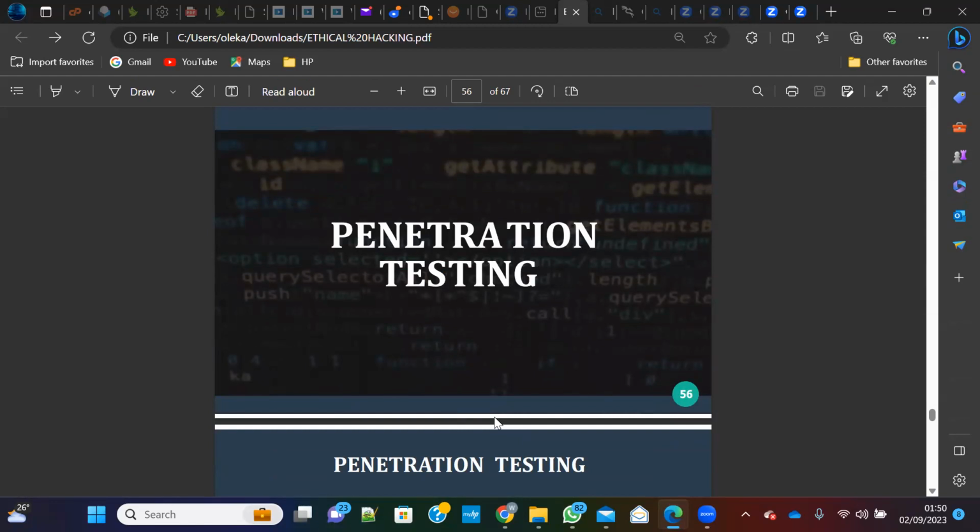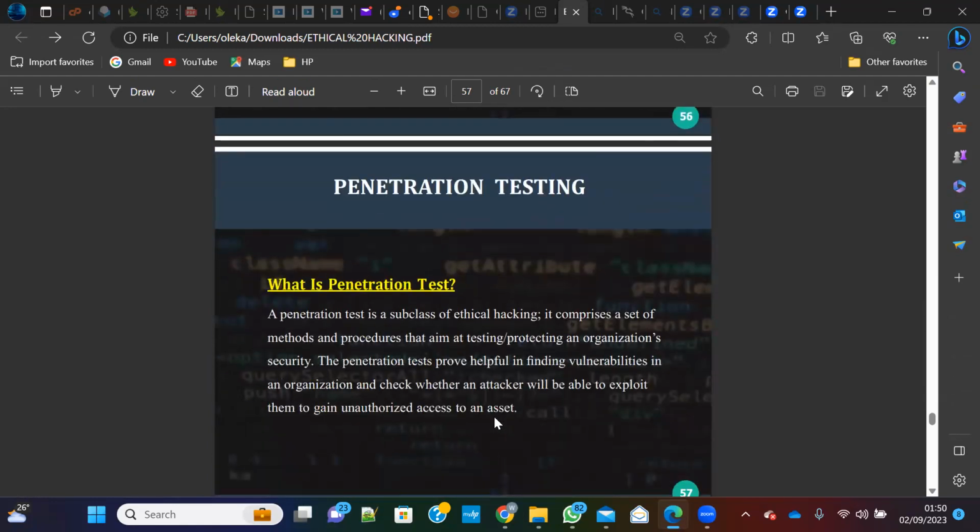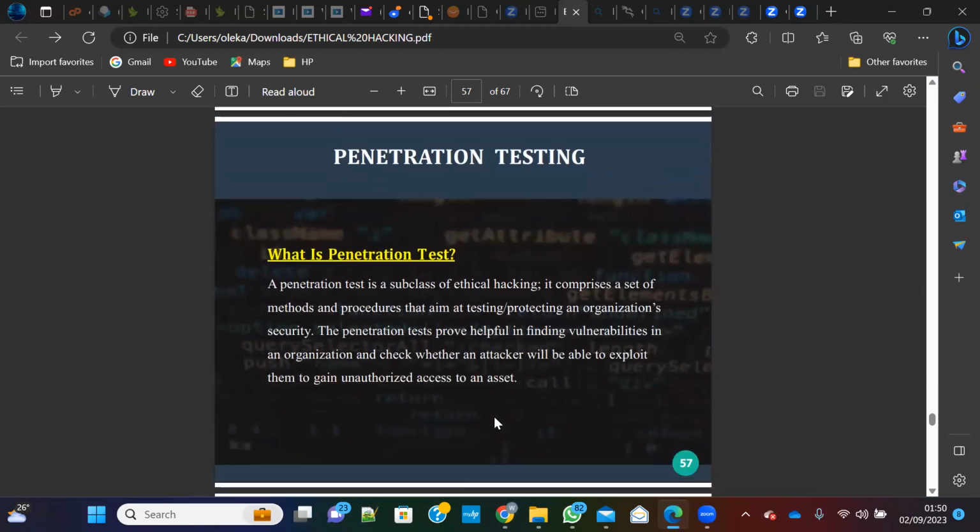Next is penetration testing. Most people get it twisted that ethical hacking and penetration testing are the same. So as we go into this course, we'll get to know whether they are the same or they are not.